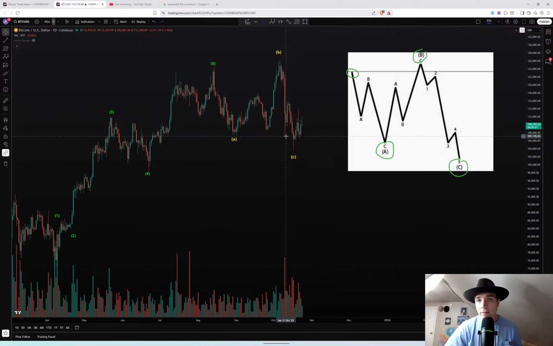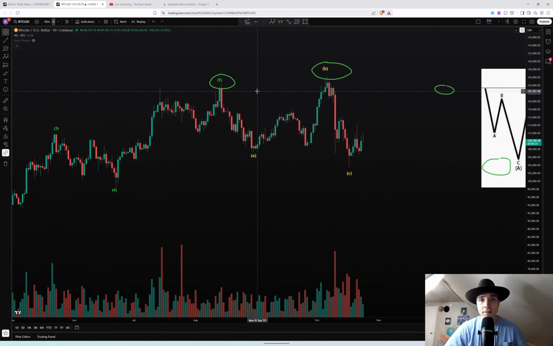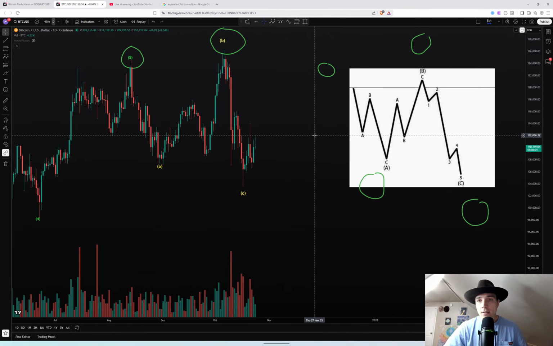Okay, so that's an expanded flat. It's expanded because the B wave goes up above the top of the 5th wave, or wave 0. So that's why it's an expanded flat, because of that pump up above the top of wave 5. Now, there's a couple of key identifiers for the expanded flat correction. That's ABC subwaves and 5 waves down.